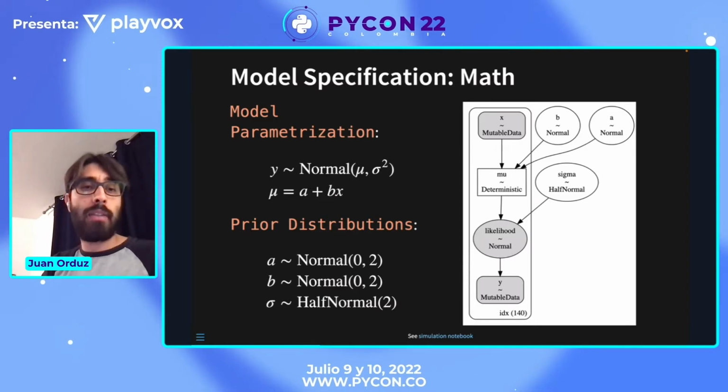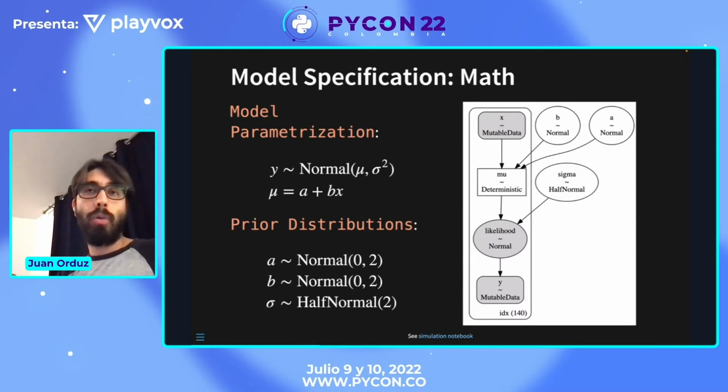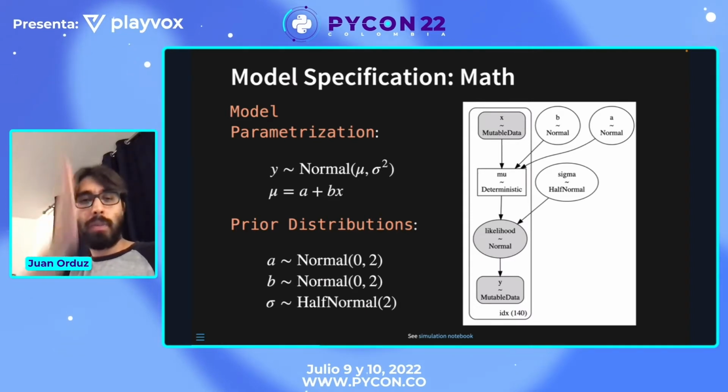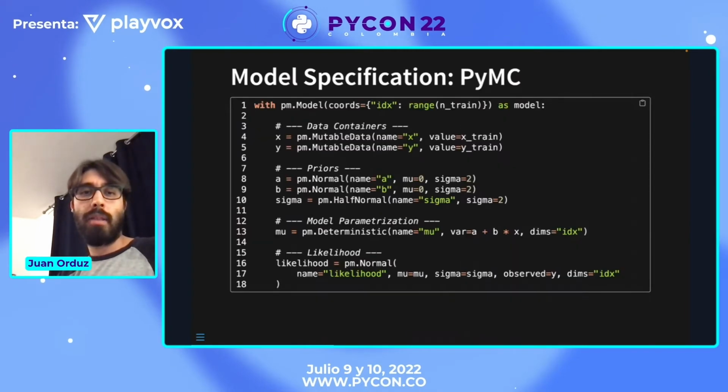What is interesting is that for the sigma parameter, I cannot use a normal because I know that this has always positive values. So for this, I'm going to use a half normal, which is this distribution that you chop down in the middle, and you just take the positive side. And that's it. The next step would be how to write this in PyMC. And actually, this is exactly the same way. So this is how a PyMC model would look like. But of course, let us go now into the details.